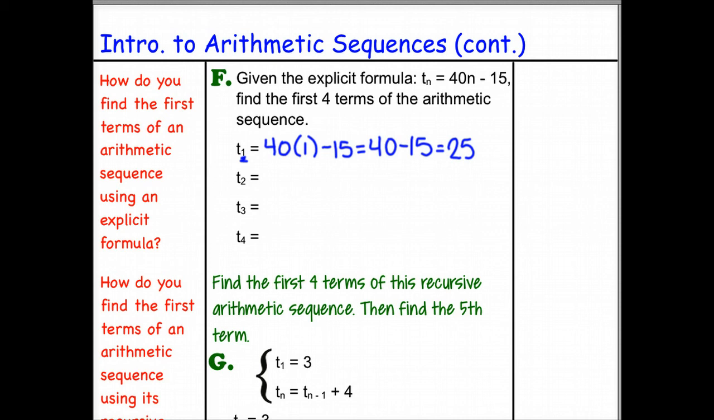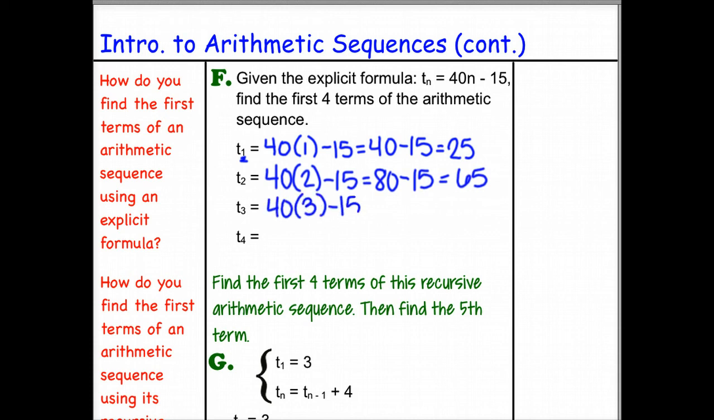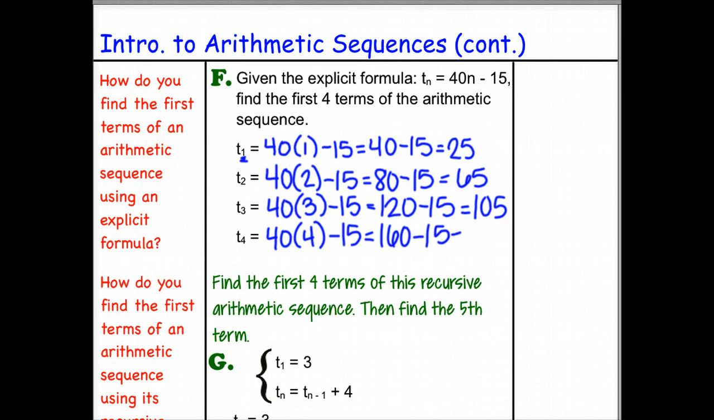All right, let's check these. So if I put in 2 now for n, 40 times 2 is 80, minus 15, 80 minus 10 is 70, minus 5 is 65. T sub 3, we now have 40 times 3 minus 15, which is 120 minus 15, which gives me 105. And t sub 4, we have 40 times 4 minus 15, which gives me 160 minus 15, which is 145.